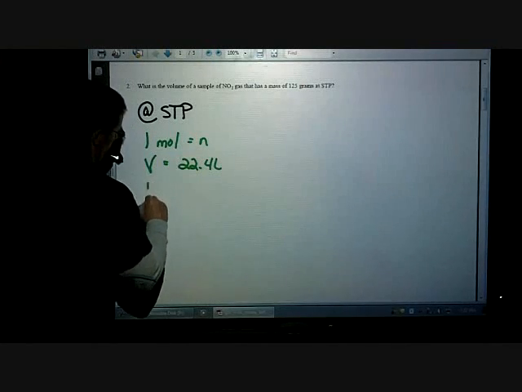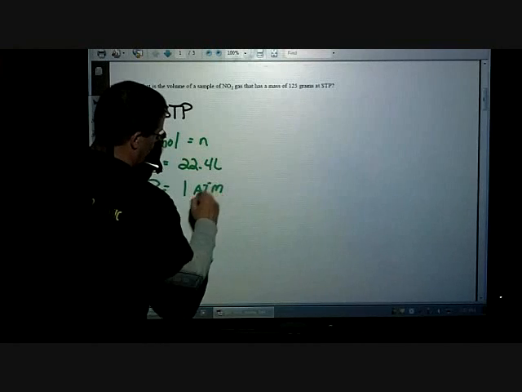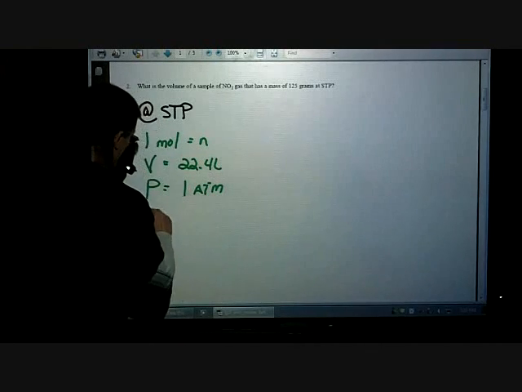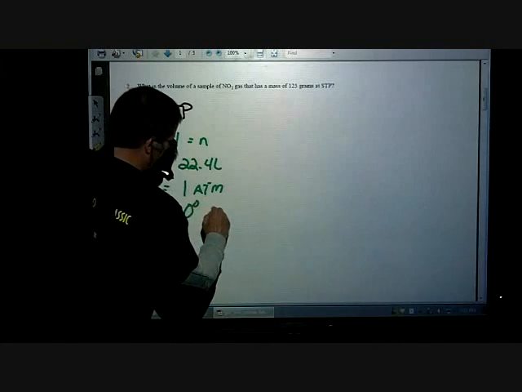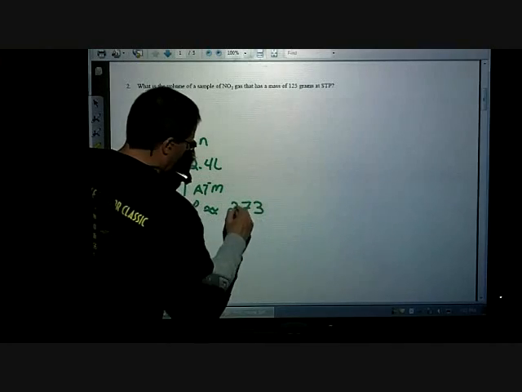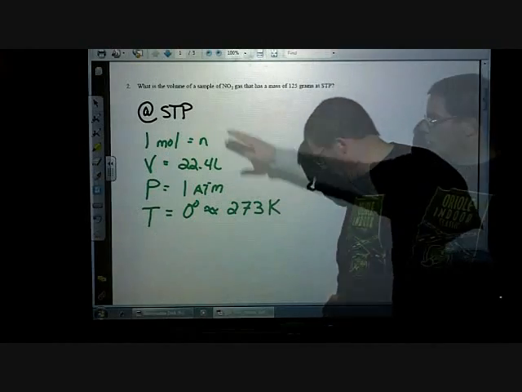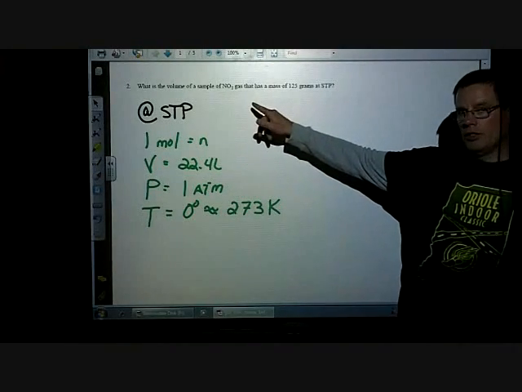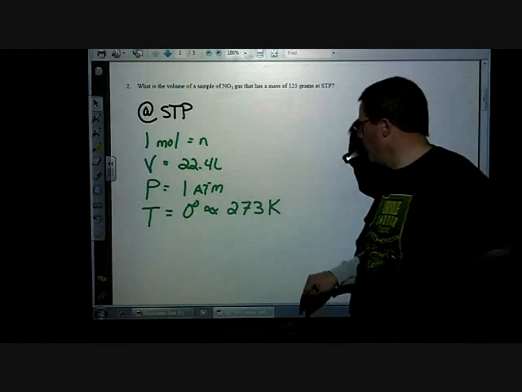Also, we know that the pressure is at 1 atmosphere, or if you want to do the conversion, 101.325 kilopascals. Also, our temperature is at 0 degrees Celsius or 273 Kelvin. Be sure that you know the conditions at STP. Knowing these conditions, we can really save a lot of time. Now, you can use PV equals nRT to solve, but here's the shorter way.